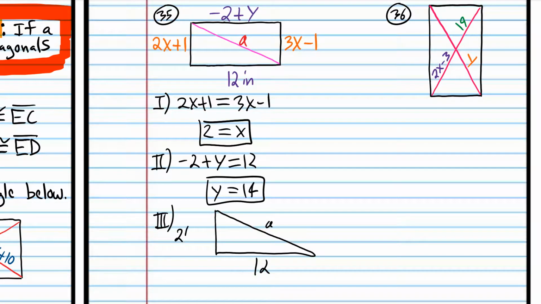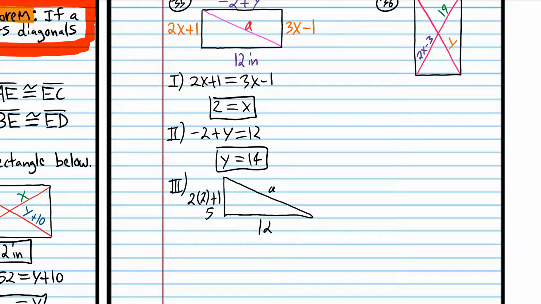So 2 times, what was x? 2 times 2 plus 1 is 5. So that side is 5. I'm not going to write the 5 because that might confuse people. So 5 and 12, I'll just write an equals like that. That's kind of non-standard, but I ran out of room.